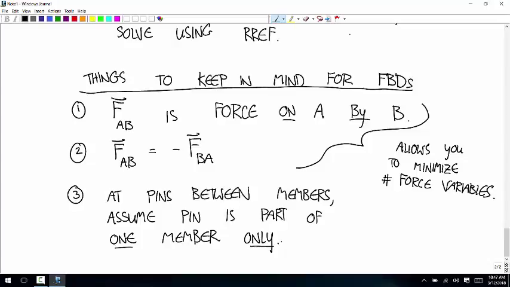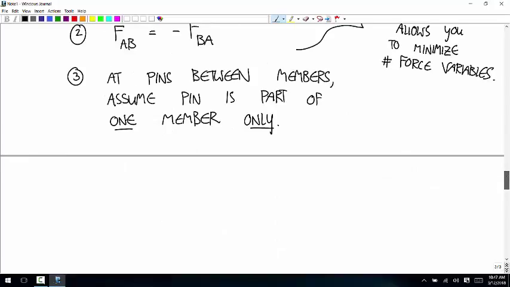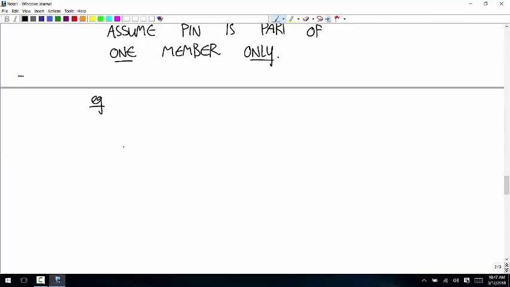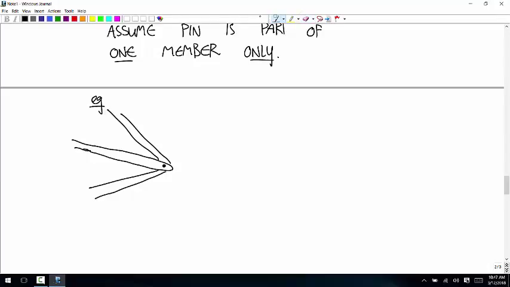Okay, so for example, if you have a problem where there's one member, there's another one, there's another one, they're all connected by a pin. So I'll call this member 1, 2, and 3. And let's say that there's a force vector applied, F.